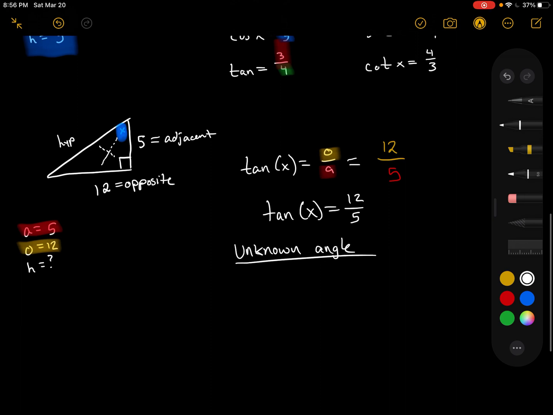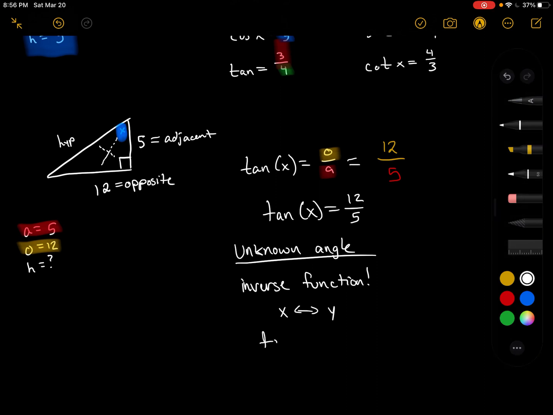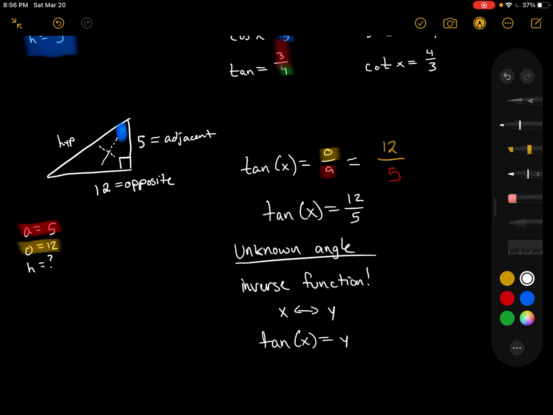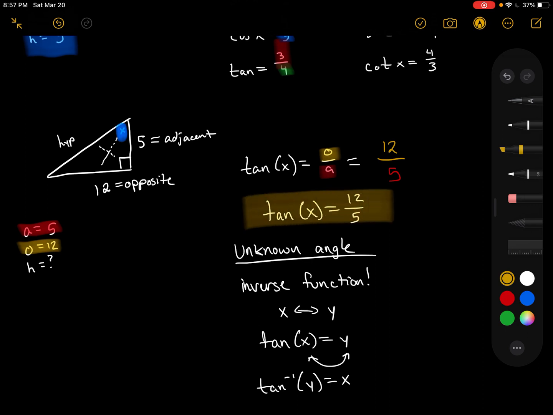So if you have an unknown angle, specifically for an unknown angle, we need to use an inverse function. So what that means is we're switching our x's and y's around. So if we had before tangent of x equals y, we're switching these. We're going to have the inverse tangent, that's that symbol for inverse, again to the -1, inverse tangent of y equals x.